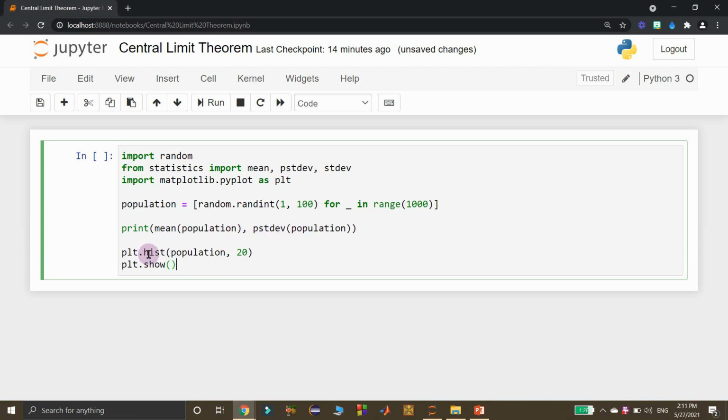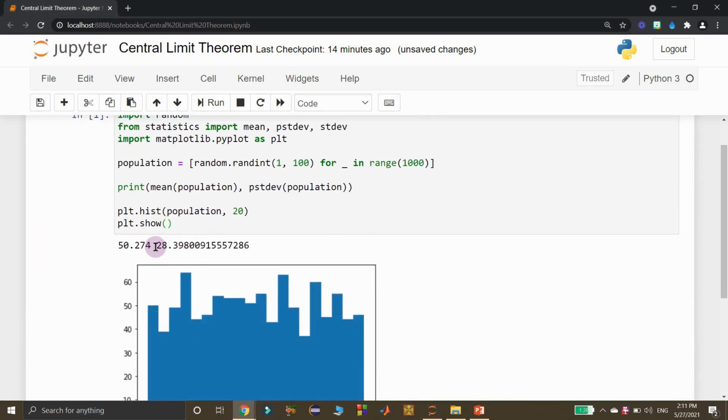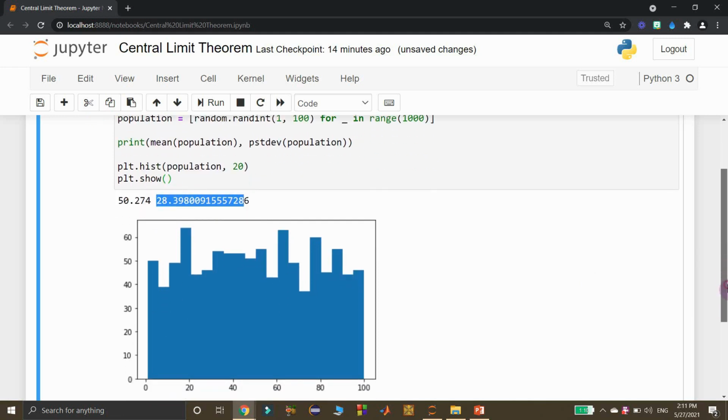And also I am displaying the histogram of the population by considering the bin size of 20. If I run this cell, I got the mean of the population as 50.274 and the standard deviation of the population is 28.398 something. And if you observe the histogram of this particular population, it is not at all a normal distribution, which is having some shape of uniform distribution.